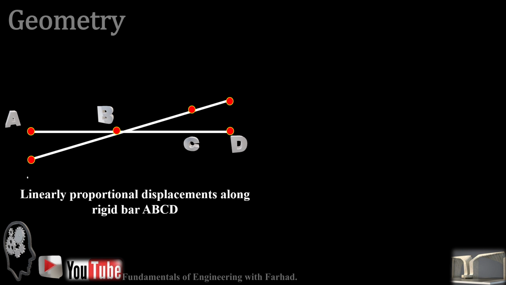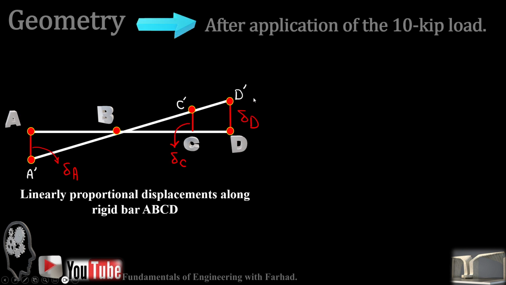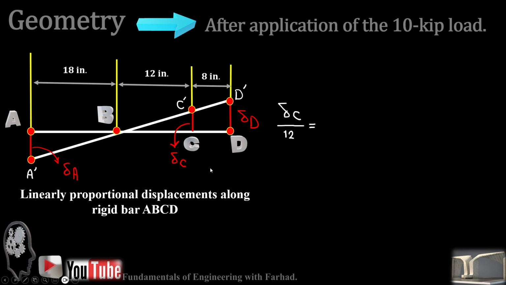Based off physics or geometry, we can easily see the deflections of point A to A prime, C to C prime, and D to D prime after applying 10 kips at A. At A, there is a downward pull, and it causes a rotation about point B, which lets point C go up to C prime and D go up to D prime, creating delta C, delta D, and delta A respectively. And we have the relation.